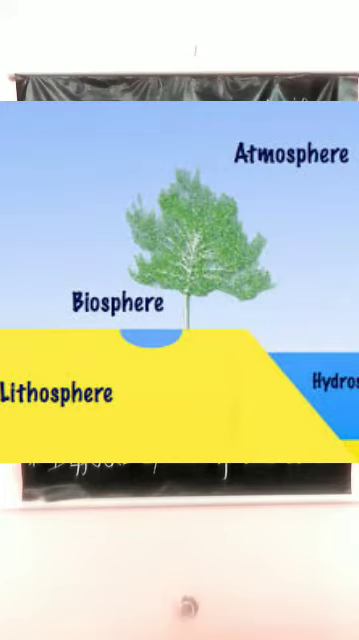See, we have nearly 4 spheres of the earth, that is lithosphere, hydrosphere, atmosphere and biosphere. Lithosphere is land, hydrosphere means water, atmosphere means air and biosphere means life.